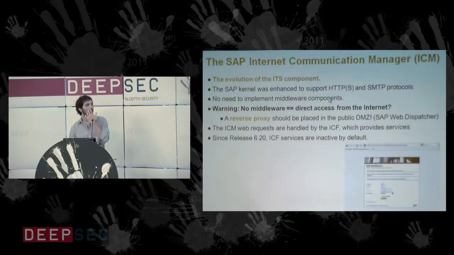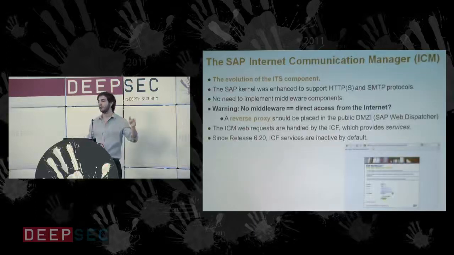So the first thing that you should tell your customers, or think about yourself, is that the fact that you don't need a middleware doesn't imply that you just plug it to the internet directly. Please put a reverse proxy in the middle and place it in a DMZ. Otherwise, you could be in big problems. We're going to get deeper into this, but have the idea that what you're accessing when you access the ICM is an ICF service. So it will be like a PHP or an ASP page. It will be the equivalent of that.